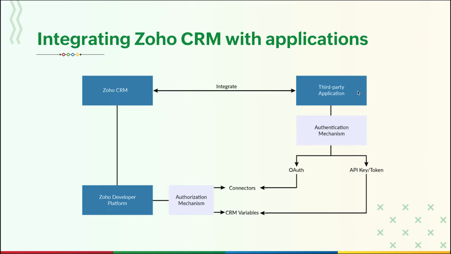So say if the third-party application to connect with Zoho CRM supports the OAuth authentication mechanism, then the connectors feature available in the Zoho developer platform can be used for authorization and integration. And if the application to connect with Zoho CRM supports API key or tokens as its user authentication mechanism, then the CRM variables feature available in the Zoho developer platform could be used for establishing authorization and integration.